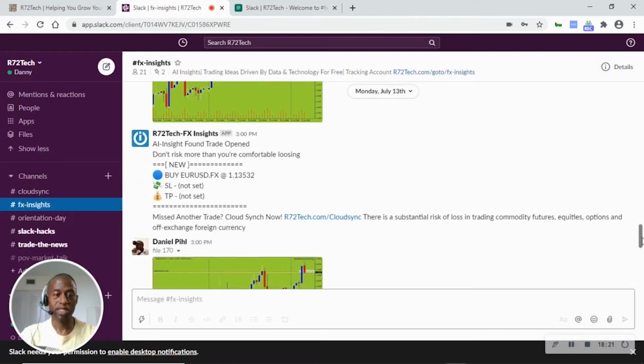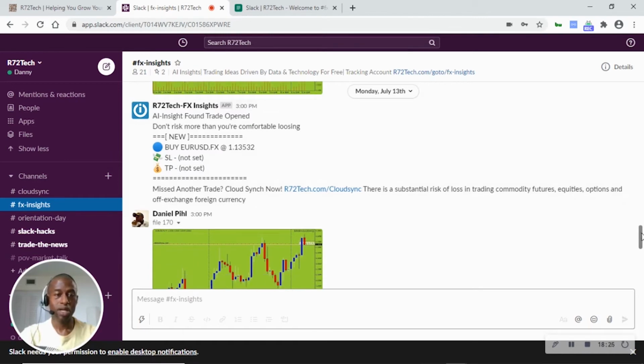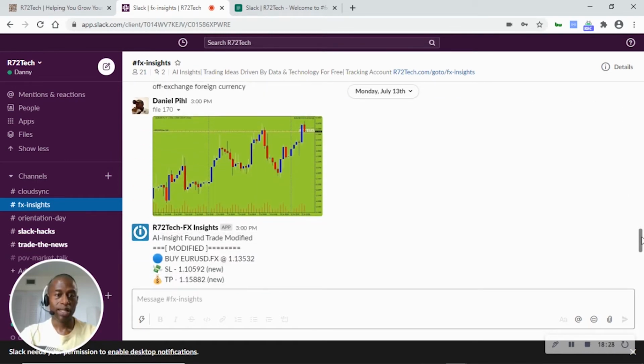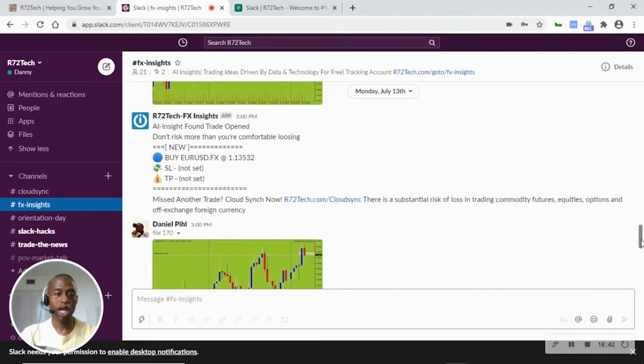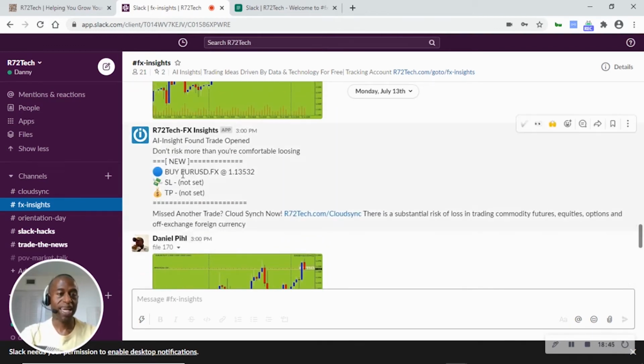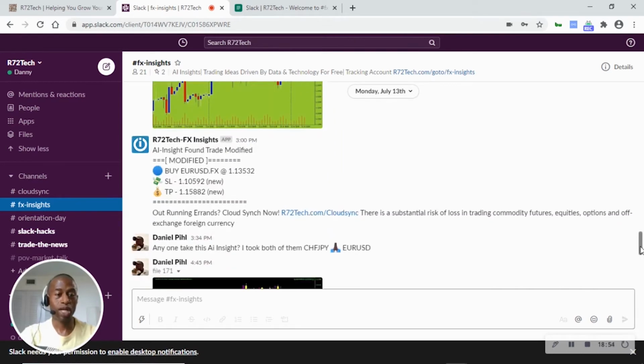Don't worry here. It says stop loss not set, take profit not set. Don't worry. At the same time, it sends it right back out, and now it's giving you the stop loss and take profit levels. And it's showing you it as a modified. This is at the same time, 3 p.m. Sometimes things work so fast that it can't send it out all at the same time, but 3 p.m., 3 p.m., you got your stop loss. So now you have your second trade, right? You're in 2 trades.